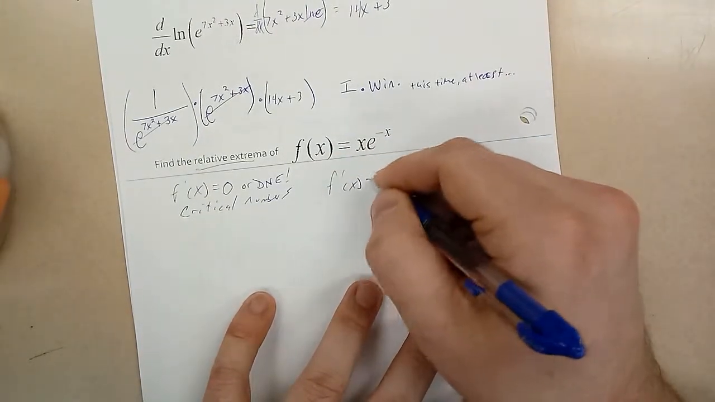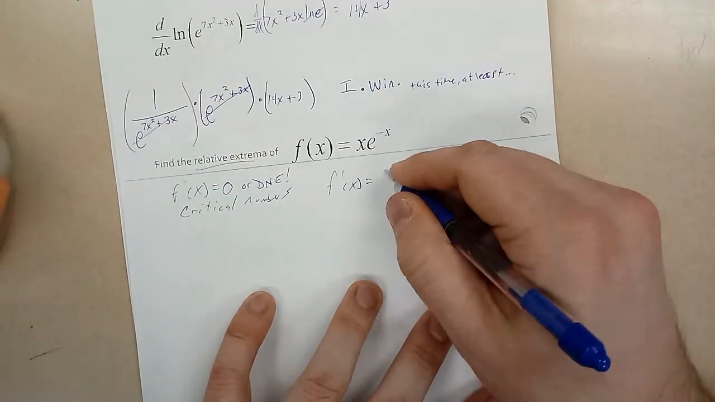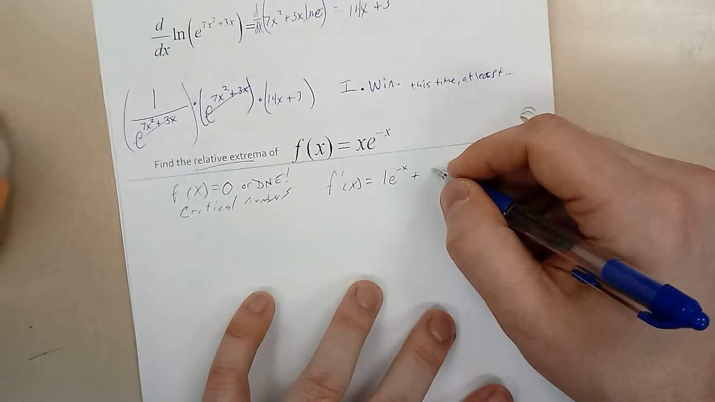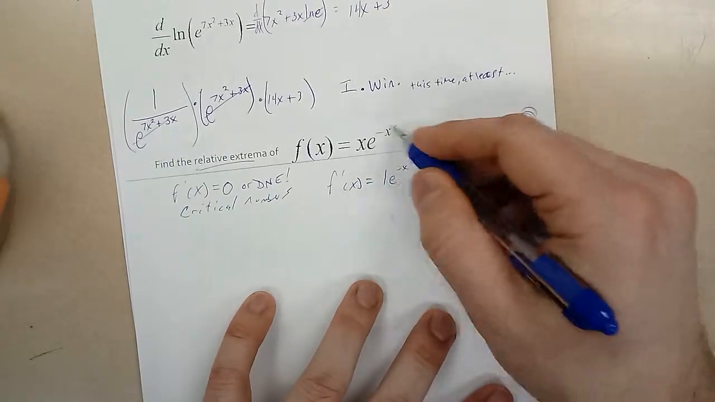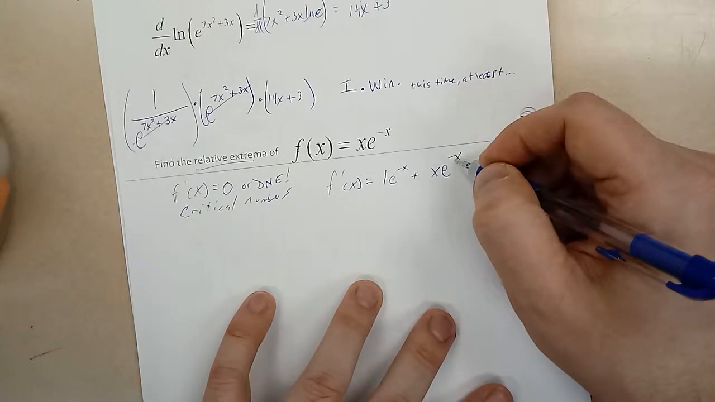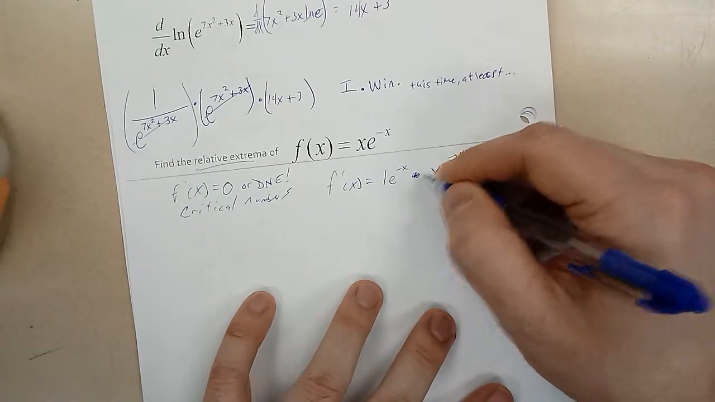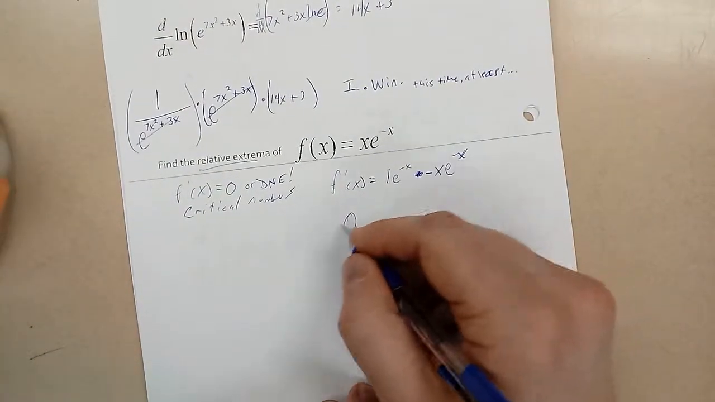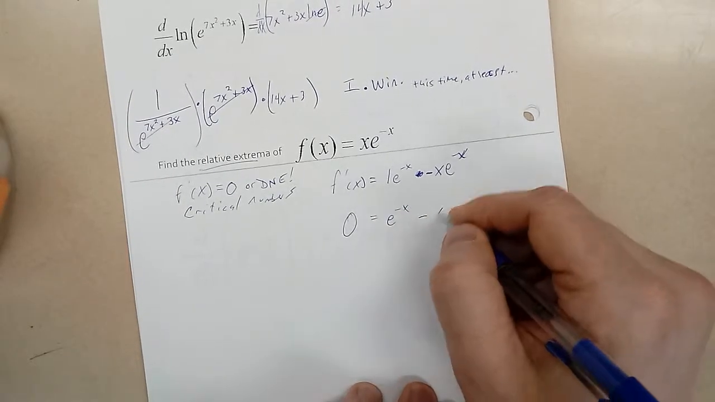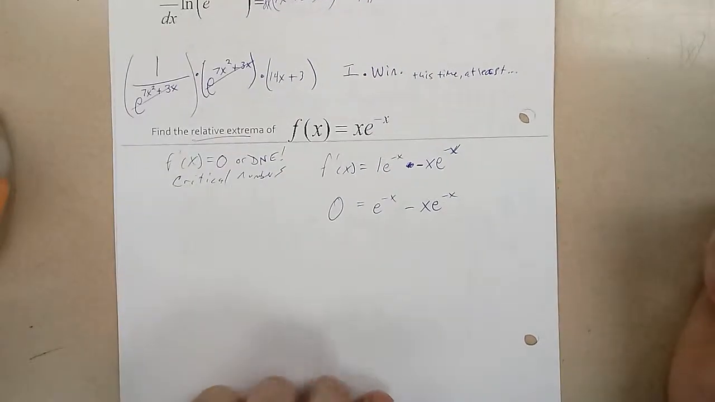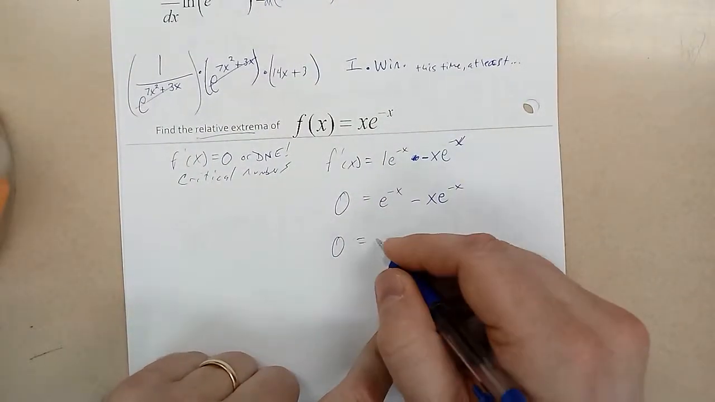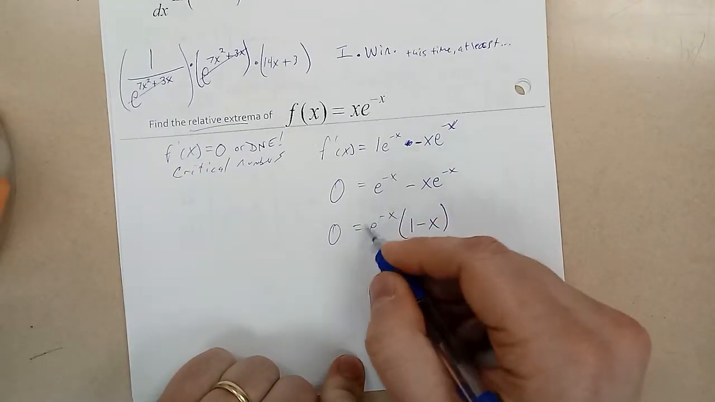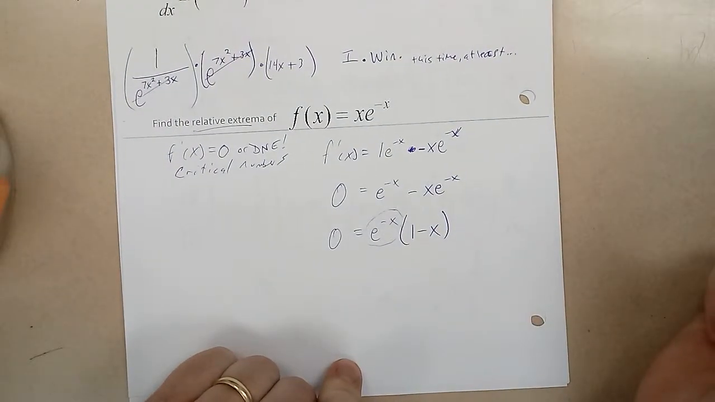So f prime of x is equal to, we have to do product rule. That's 1 e to the negative x plus x times the derivative of this is going to be e to the negative x, and then times the derivative, so negative 1. So I'm going to change this to a minus. So 0 is equal to e to the negative x minus x e to the negative x. So I'm going to factor out an e to the negative x and get 1 minus x. So x is equal to 1 because this is never equal to 0.